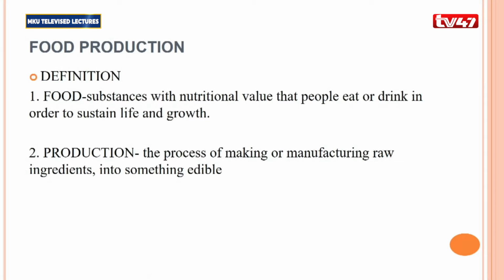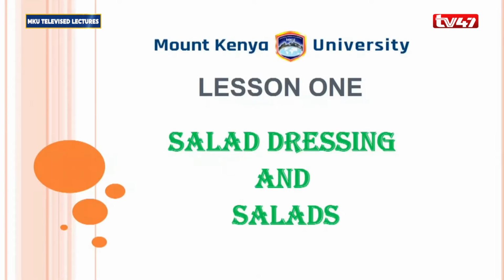What is production? Now, production is actually a process of making something that is raw into something that is edible, like a potato. A potato is raw, but when you cook it, that is the production process, so it becomes something that is edible, and that is why we are calling it food production. So all the foods that we have in their raw forms, we usually convert them into their edible form so that they can be eaten, and that is what we call food production. Now, in our lesson 1, we'll be looking at salad dressings and salads.